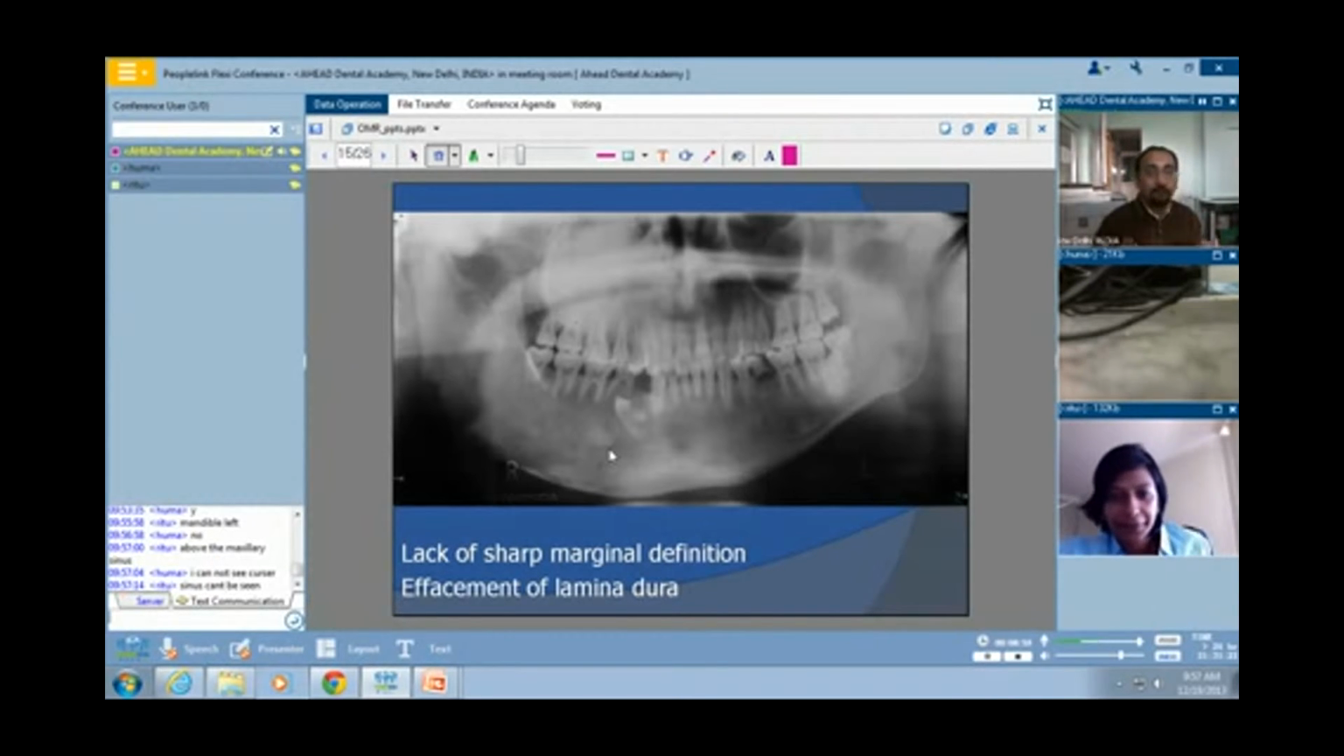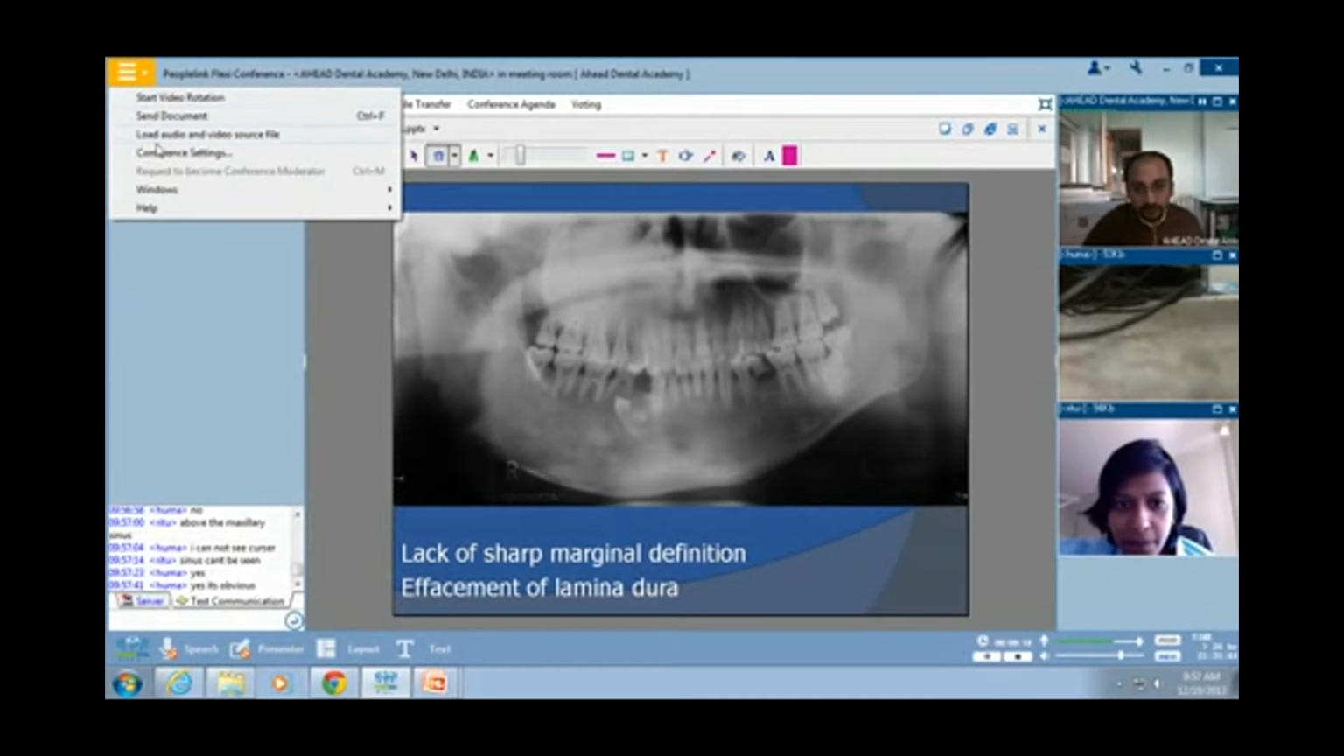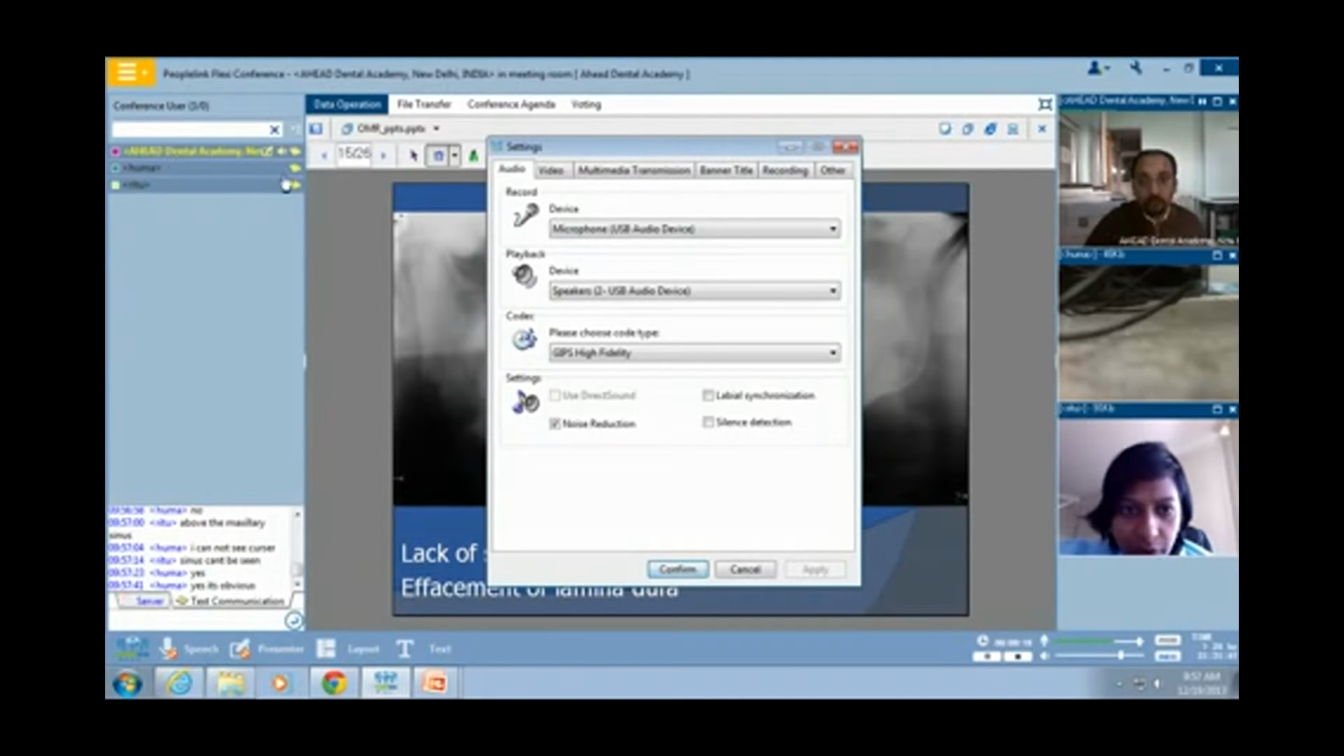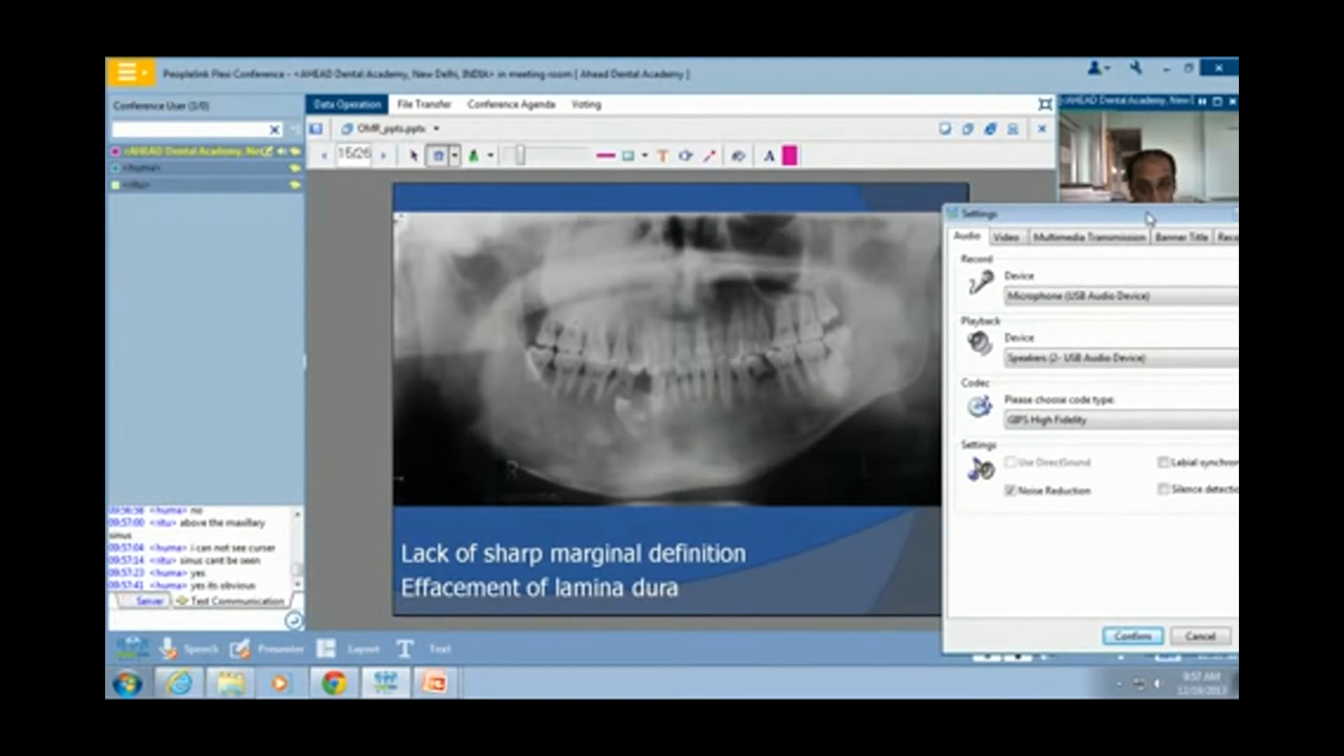Why can we not see it? Because there is a bony outgrowth of fibrous dysplasia that has completely obliterated the maxillary sinus. So diagnosing fibrous dysplasia is pretty difficult simply because it completely merges with the surrounding bone. As you can see, lack of sharp marginal definition is the hallmark of fibrous dysplasia.